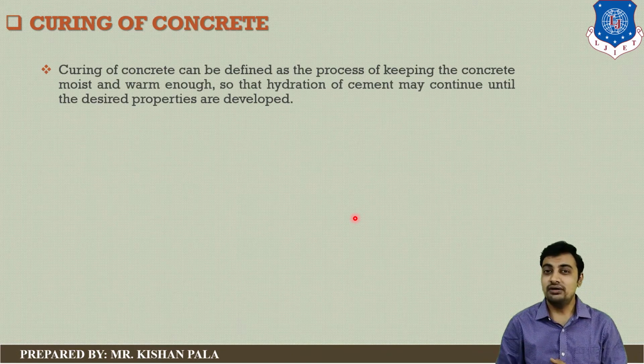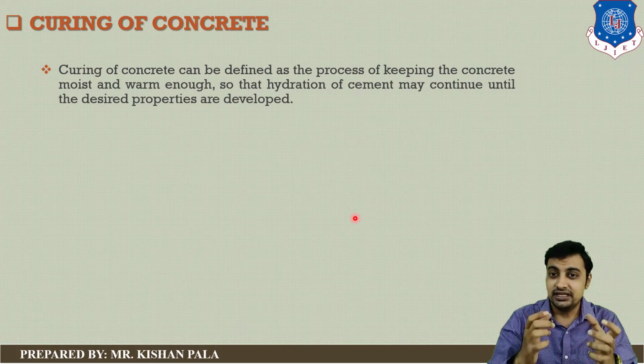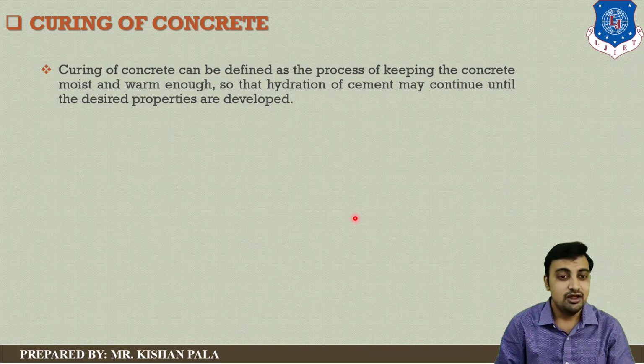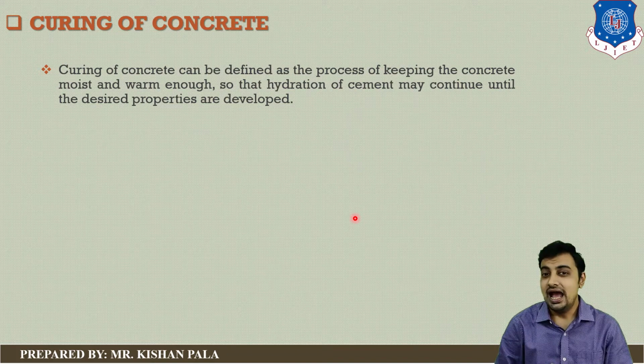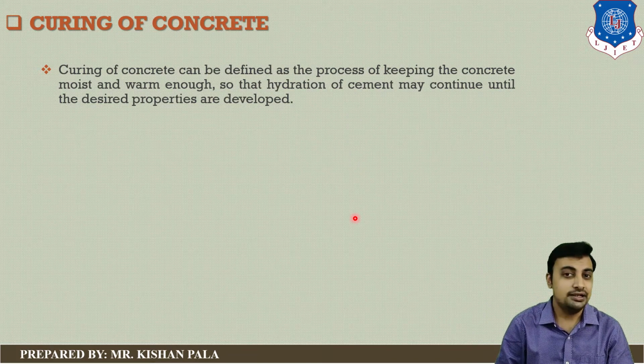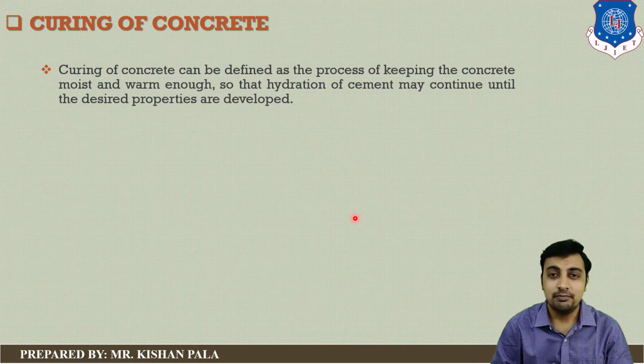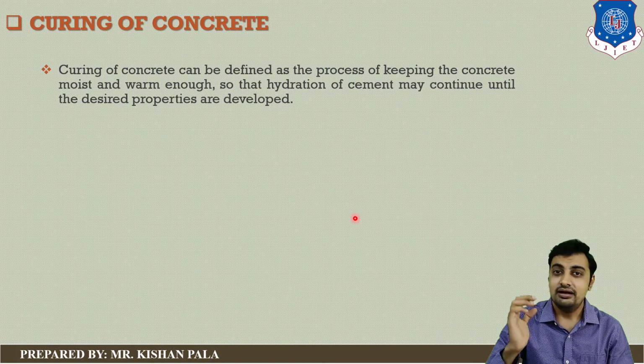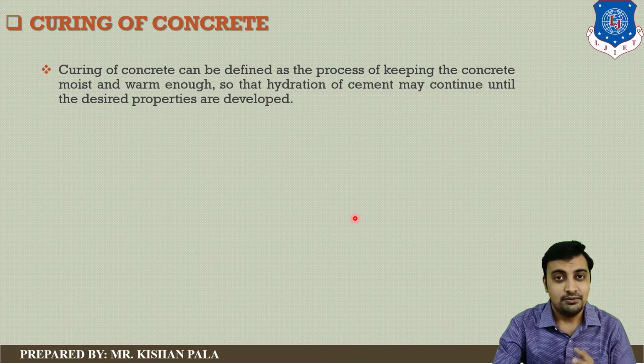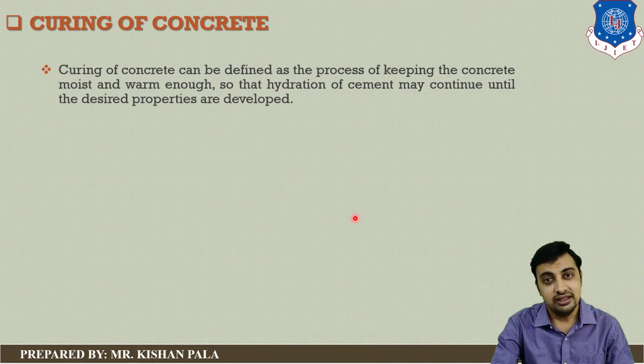Curing of concrete can be defined as the process of keeping the concrete moist and warm enough so that hydration of cement may continue until the desired properties are developed. So you have to provide the moisture to the concrete mass to complete the hydration process, and that will give you the proper hardening properties at the end of the 28 days.